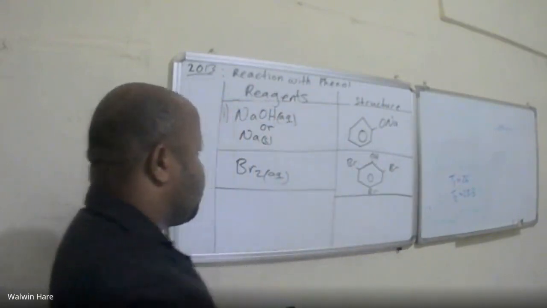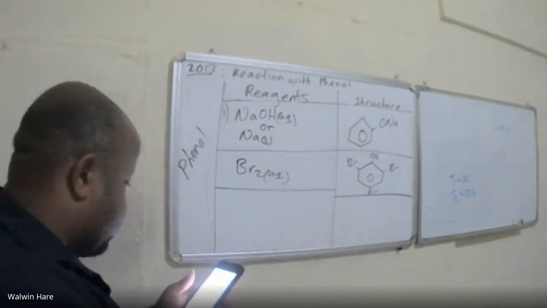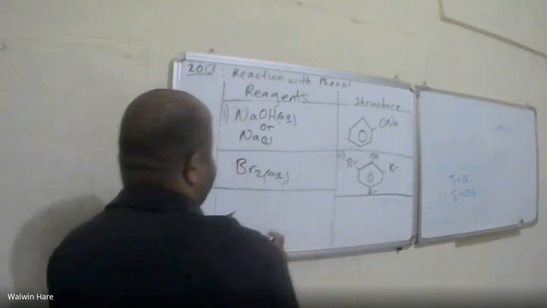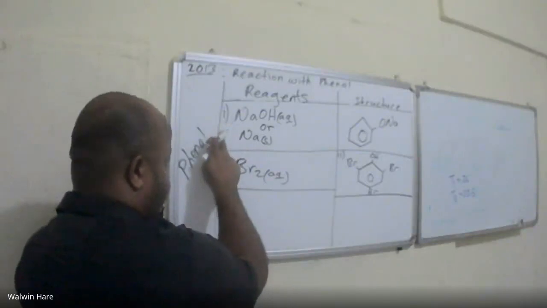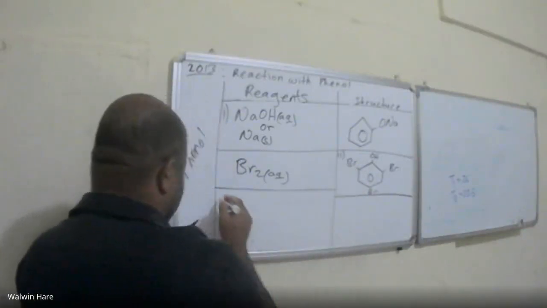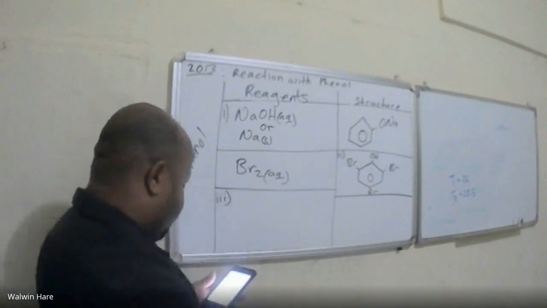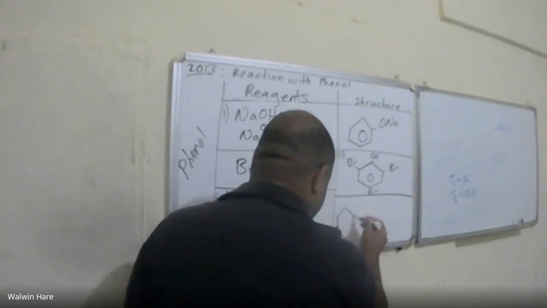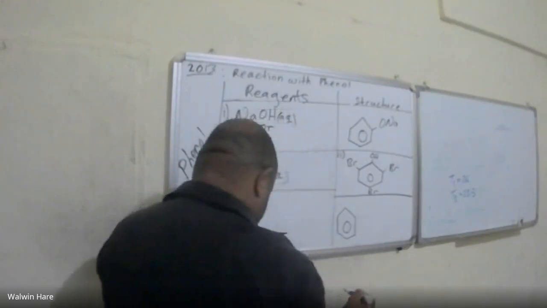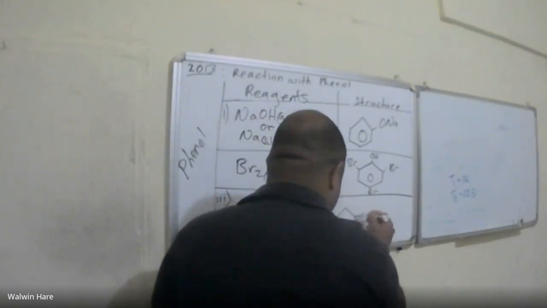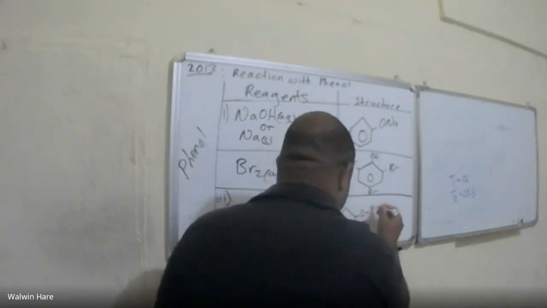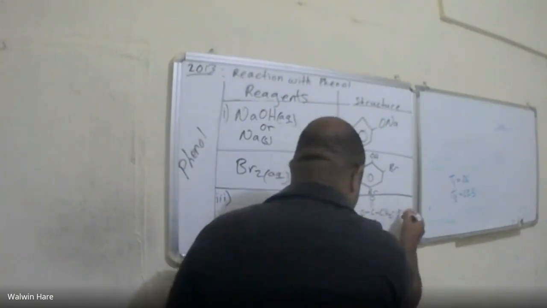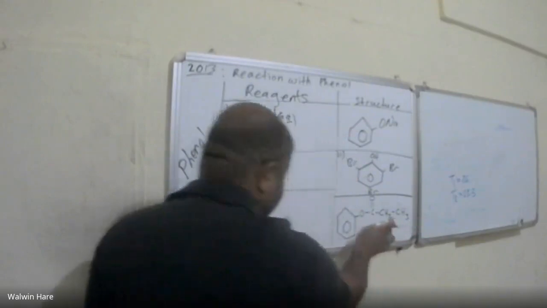Plus 2,4,6 tribromophenol. And then for the third one, they asked for the reagent in this one, for the product in this one, and in this one, they want the reagent again. And the product, this is the product.